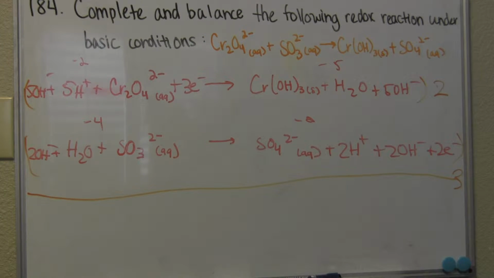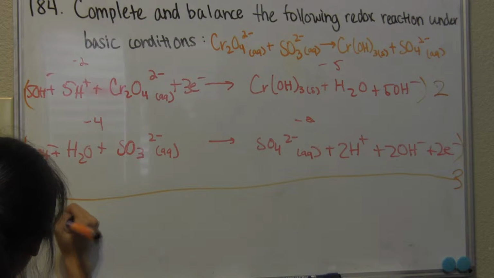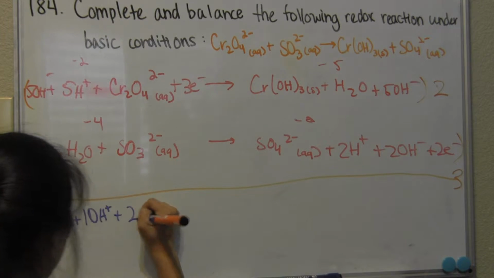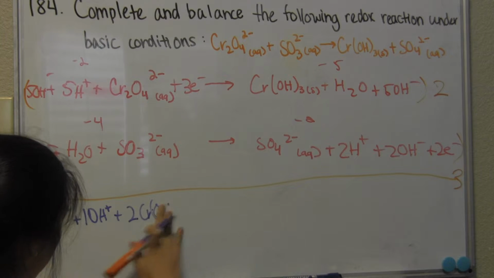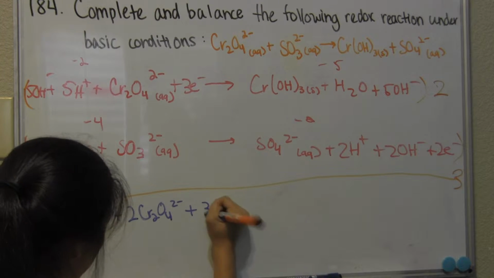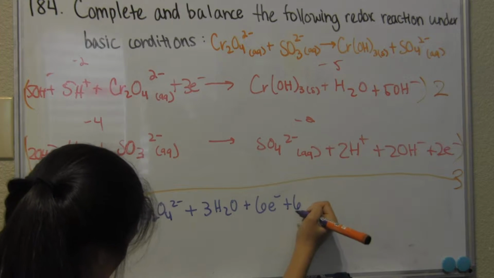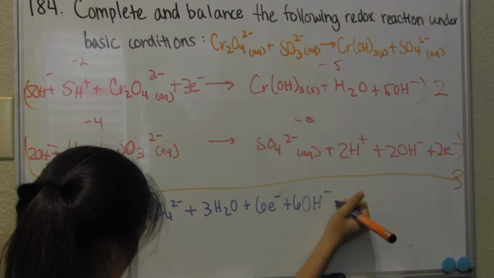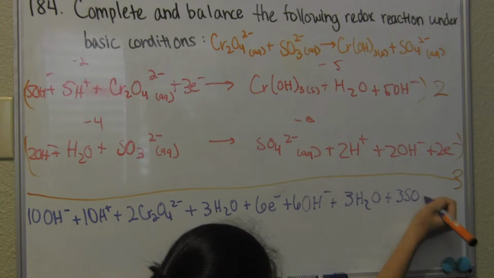So we get 10 OH- plus 10 H+ plus 2 Cr2O4 2- plus 3 H2O plus 6 electrons, plus 6 OH- plus 3 H2O plus 3 SO3 2-.